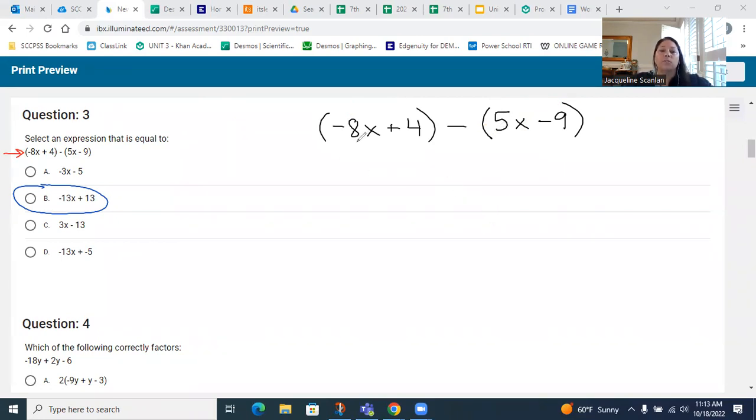All right, so this is the original problem. I'm going to start by changing it from subtraction into addition. And this is how it's going to look. I'm still going to start with -8x + 4. I don't do anything to that because that's what I'm starting with. But instead of subtracting this, I'm going to add the opposite of everything in the grouping symbols. So the opposite of 5x is -5x. And the opposite of subtracting 9 is adding 9.